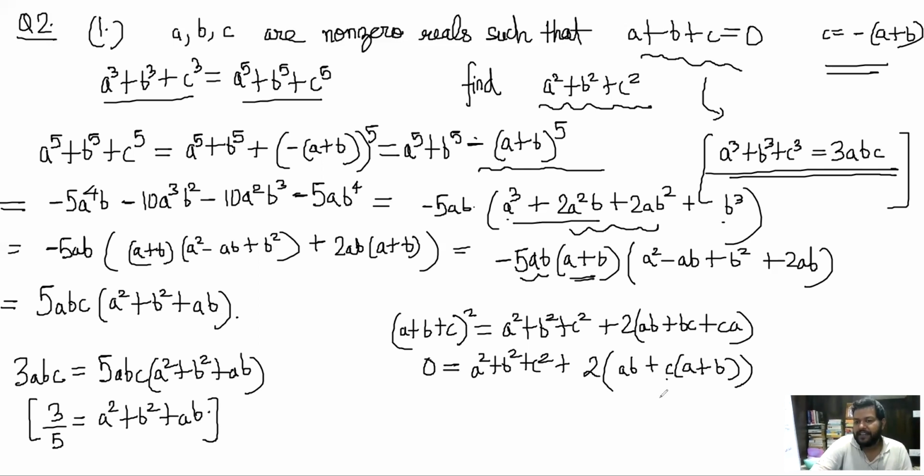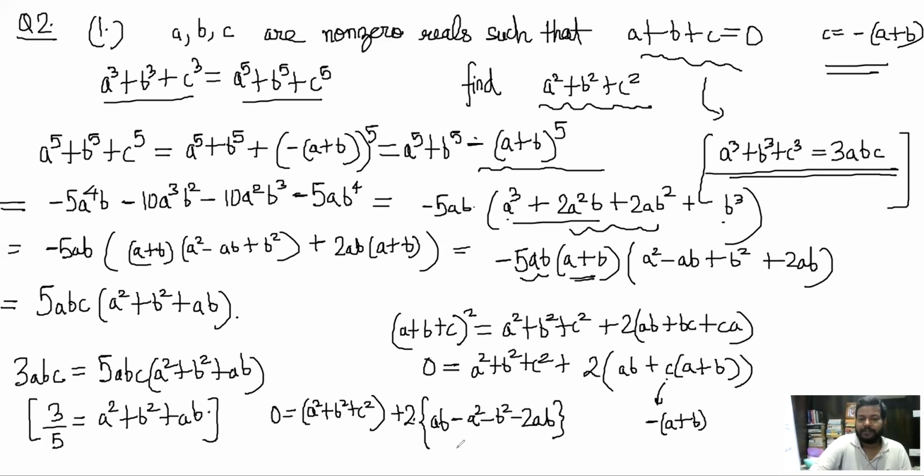So what we can do is replace c with minus of (a plus b). What you will end up getting is 0 is equal to a square plus b square plus c square plus 2 times (ab minus (a plus b) whole square). So minus a square minus b square minus 2ab. Notice that this bracket becomes minus a square minus b square minus ab. So taking this whole bracket to the left-hand side, you will get a square plus b square plus c square is equal to 2 times (a square plus b square plus ab).